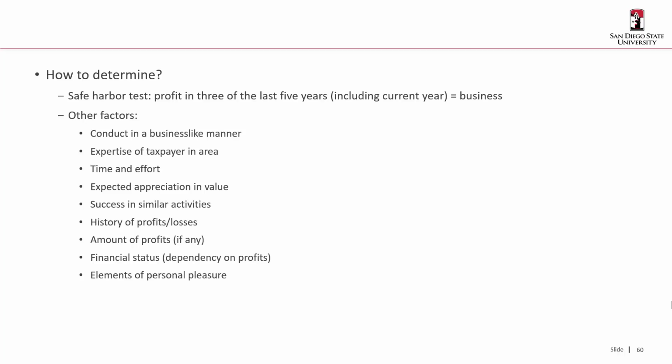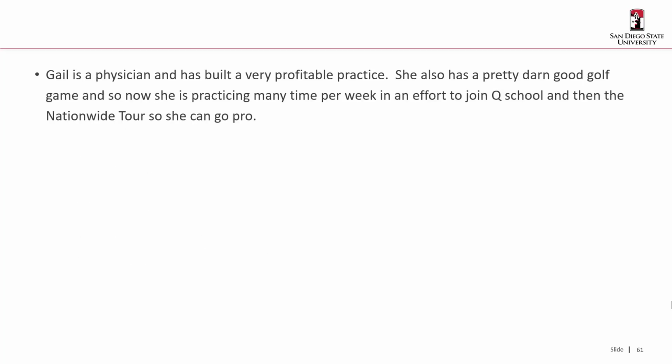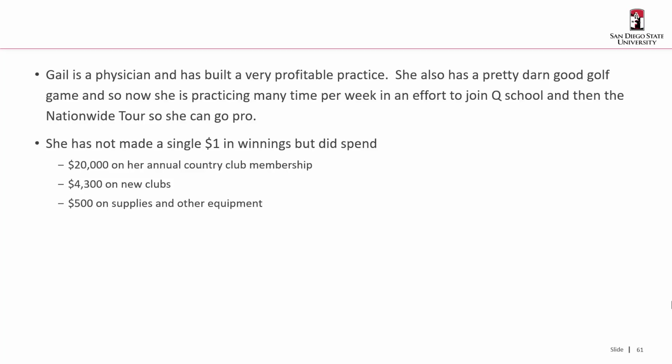One of the classic examples, and the book does a good job of describing this, was breeding horses, right? It's a very common activity by the affluent, and as a result, suffered consistent scrutiny by the service on whether that was a hobby or a business. In my example, Gail is a physician. She's built a very profitable practice, and she also has developed a pretty good golf game. So now she's practicing many times per week in an effort to try to go pro. The problem is Gail has not made a single dollar in winnings yet, but she has spent a lot of money trying to get ready to go into this as a profession.